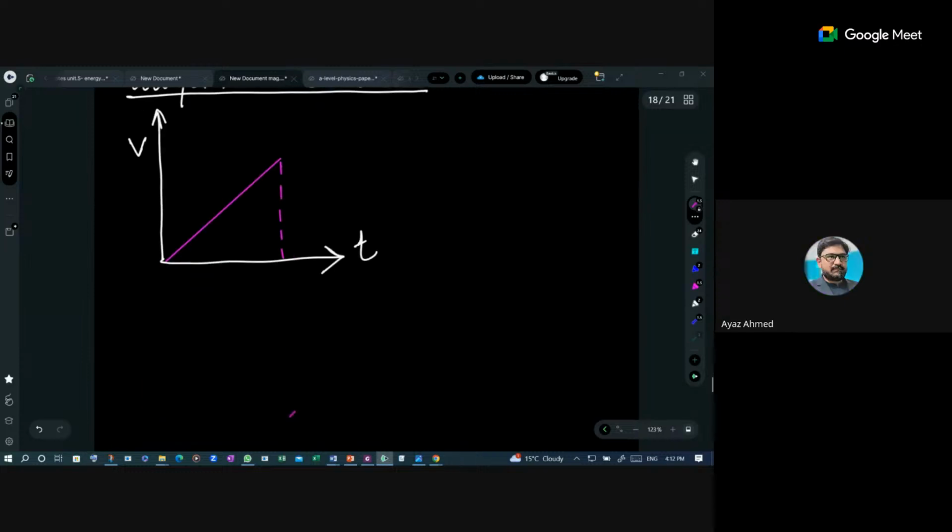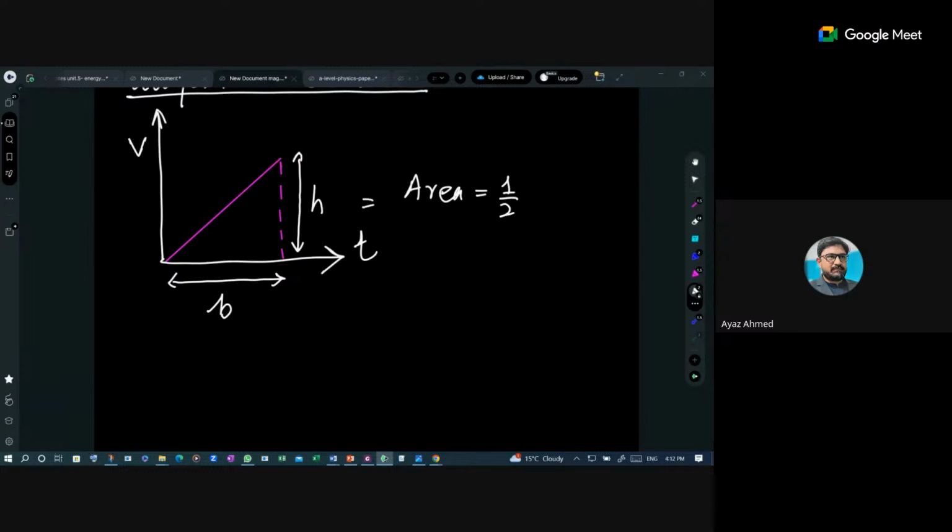And this appears just like a triangle. So we can say, if this is its base, this is its height, right? So I can say that its area is equal to 1 by 2 base times height. As I told you, area is distance, so it gives you an equation: 1 by 2. What is base? Base is basically its time. And what is height? Height is basically the change in velocity, right? So it is v minus u.